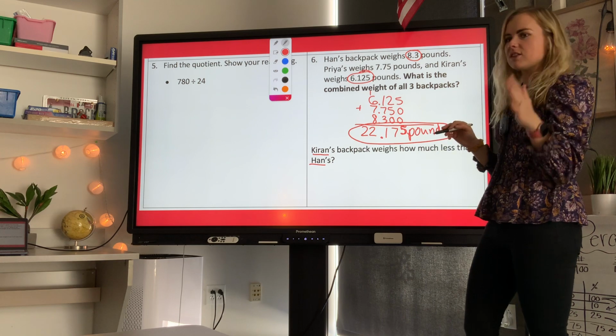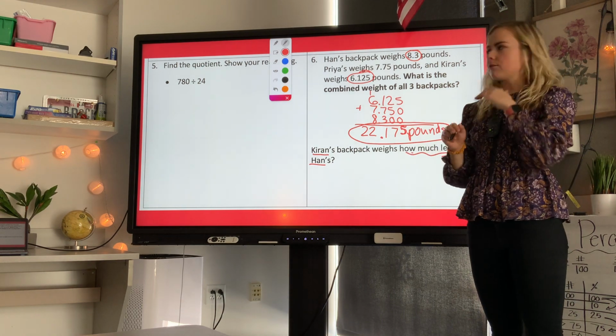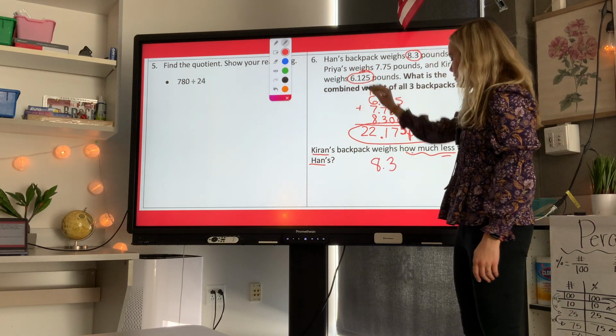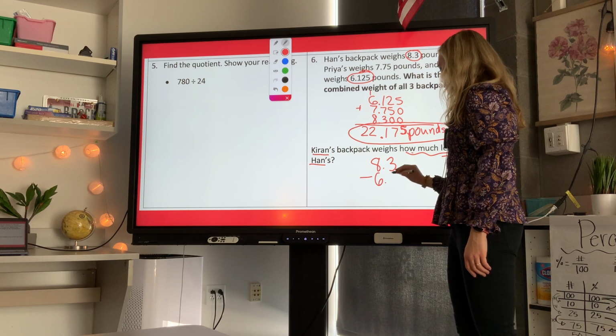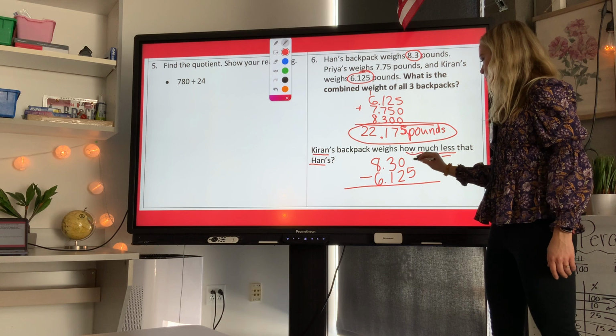So we need to see how much less. How much less means subtraction. We're comparing the difference, okay? So I take the bigger number, which is 8.3, and I subtract the smaller number, which is 6.125. And then I add zeros for the missing place values.